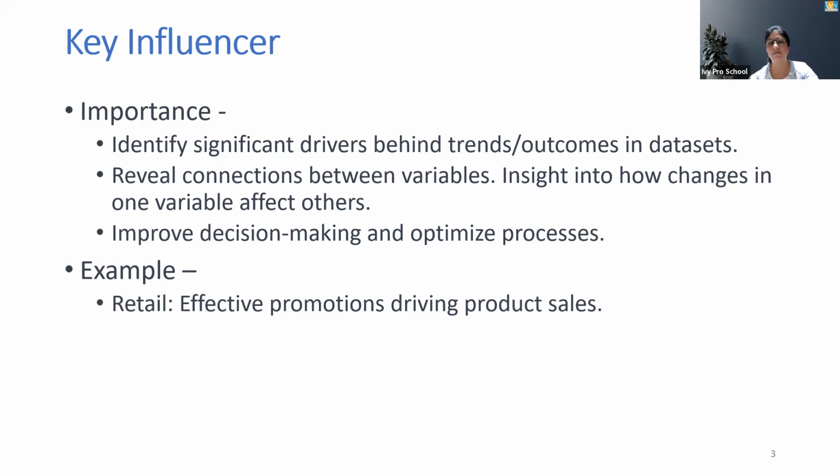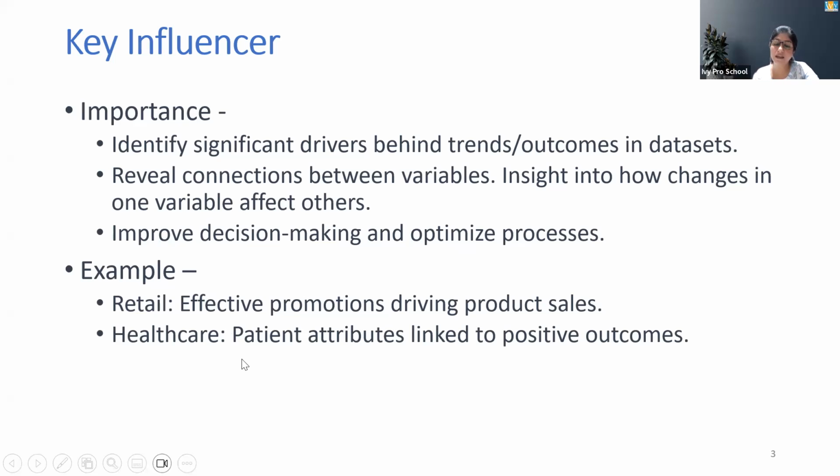So examples are, for example, in retail, we are trying to figure out, in order to do a good promotion, ultimately resulting in more profit, what are the driving factors of the sales? In case of healthcare, for my patient to have a positive outcome, what are the factors that are driving it? Is it age? Is it ethnicity? Is it the stage where it was caught? Is it gender? So what is the driver which is working in favor of a positive outcome? Is it clear why we need key influencer?